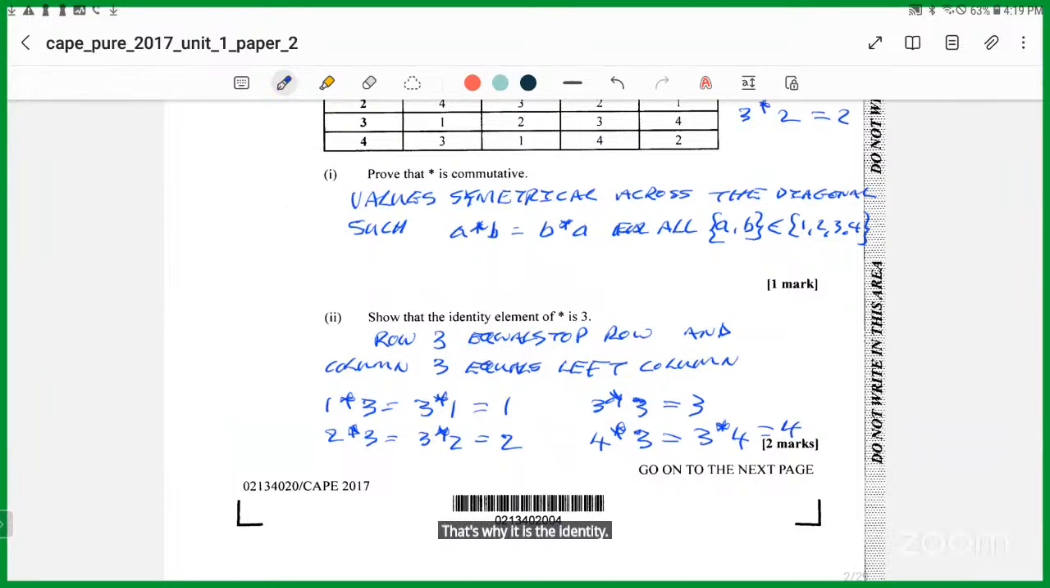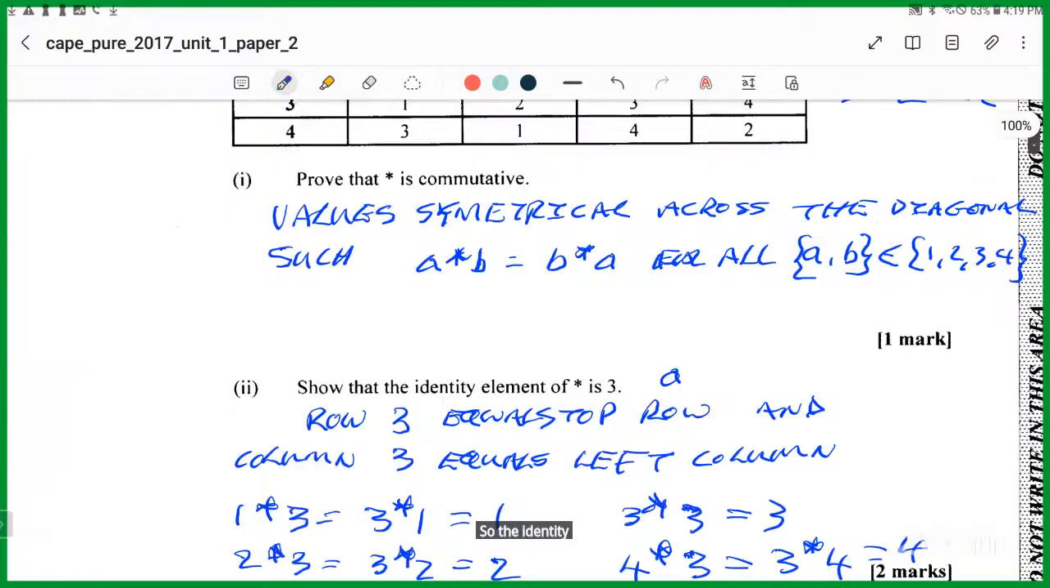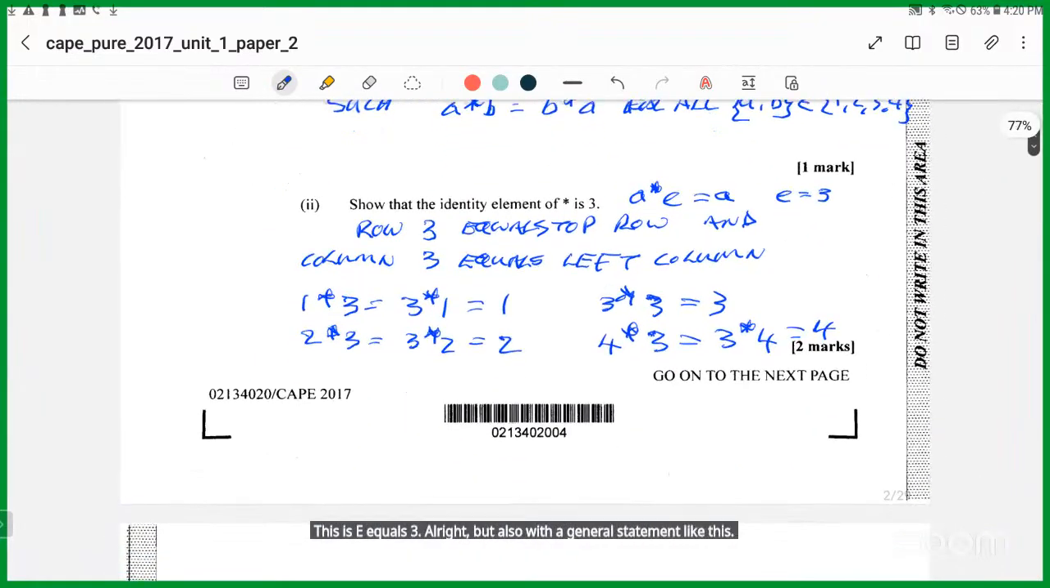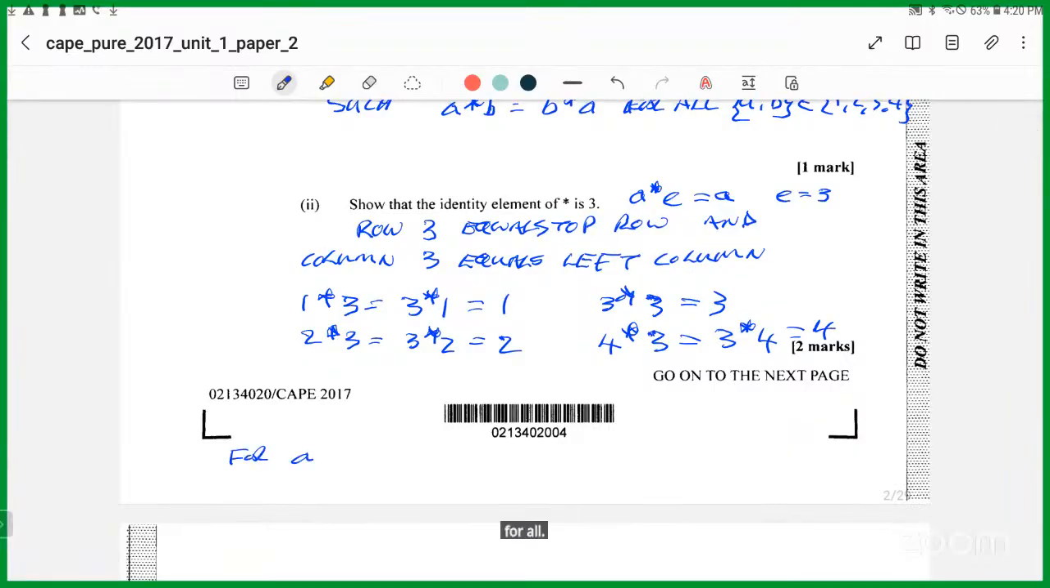And for the identity, when you combine the identity and an element, you get back the same element, right? So the identity is such that A star E equals A. That's what happens when E is the identity. In this case, E equals 3. Alright? I could also write a general statement like this. For all A, which is a member of the set 1, 2, 3, 4, A star 3 is equal to 3 star A equals A.